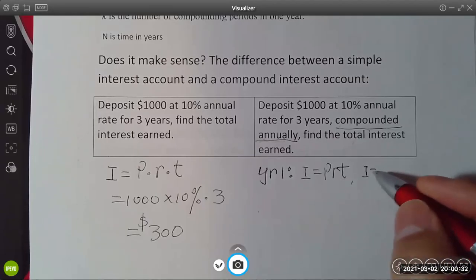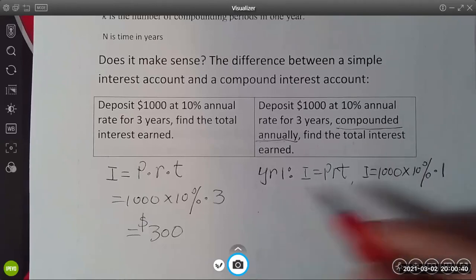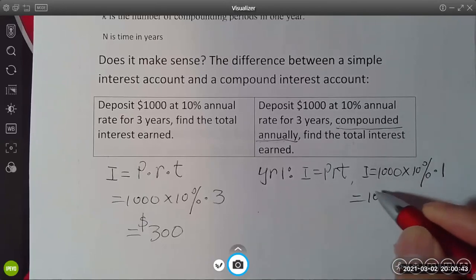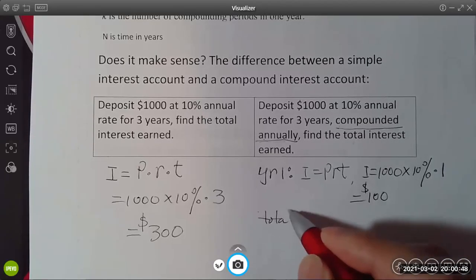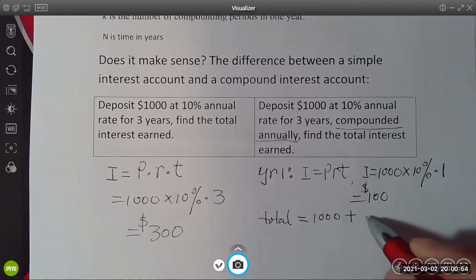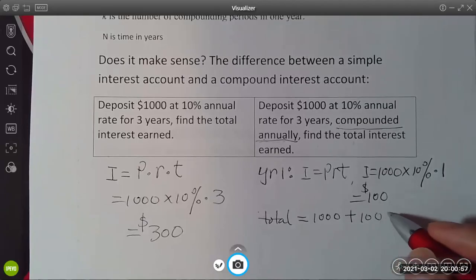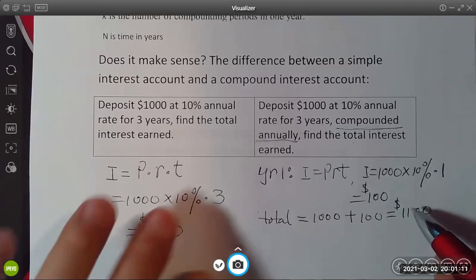So I equals principal times interest rate times time. It's 1 year at the end of the first year. So we get $100 interest. Now the total amount in the account after the first year equals the original deposit plus the interest earned in the first year. So that's totally $1,100. So this is the new balance after the first year, which is also the beginning value for the second year. So this is a new principal for the second year.